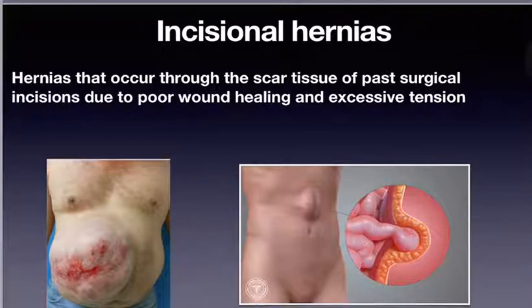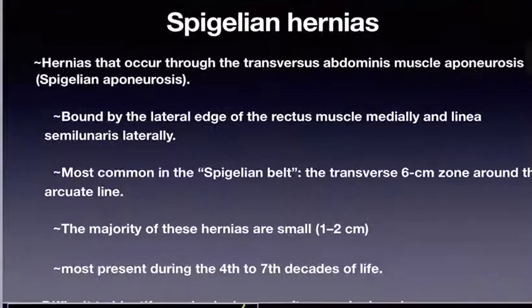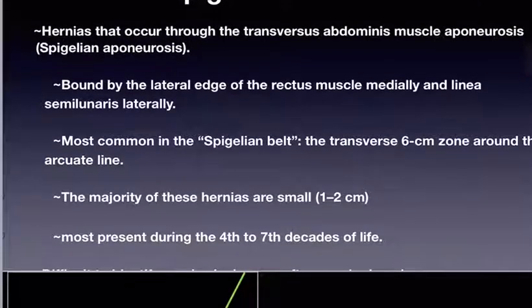Incisional hernias are hernias that occur through the scar tissue of past surgical incisions due to poor wound healing and excessive tension. Spigelian hernias are hernias that occur through the transversus abdominis muscle aponeurosis, called the spigelian aponeurosis, bound by the lateral edge of the rectus muscle medially and linea semilunaris laterally, most common in the spigelian belt, the transverse 6 cm zone around the arcuate line. The majority of these hernias are small, that is 1 to 2 cm. It is most common during the 4th to 7th decades of life.